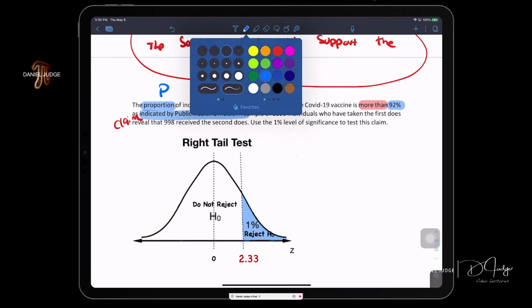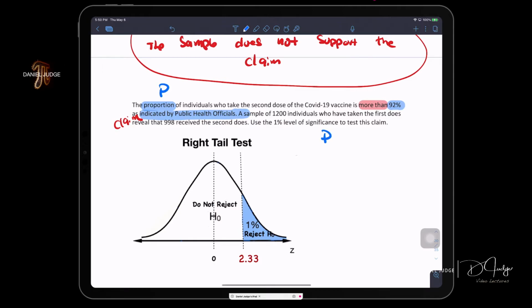So what I'm going to do here is this. P greater than 92%. That, ladies and gentlemen, is the claim. Always label it. First question on a test is, what is the claim? That's the first question. What's the claim? You got to put P greater than 0.92.